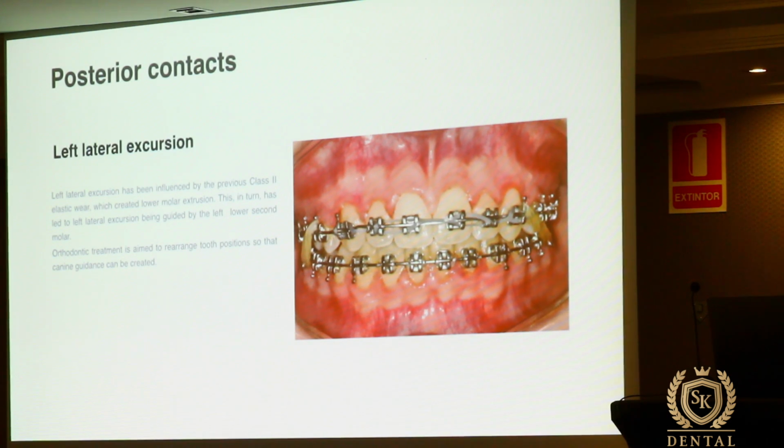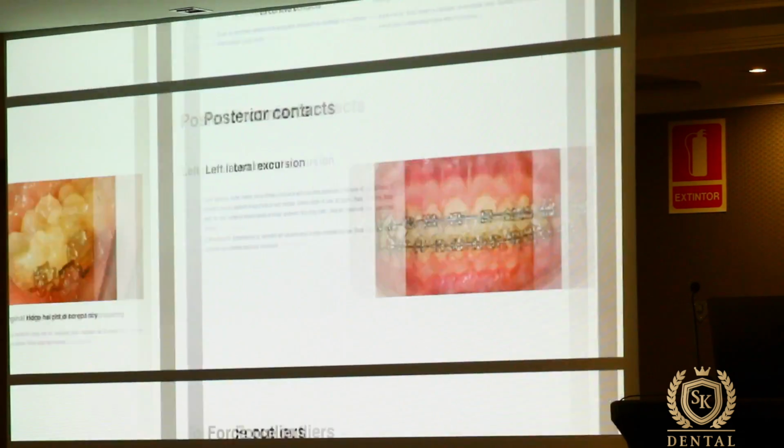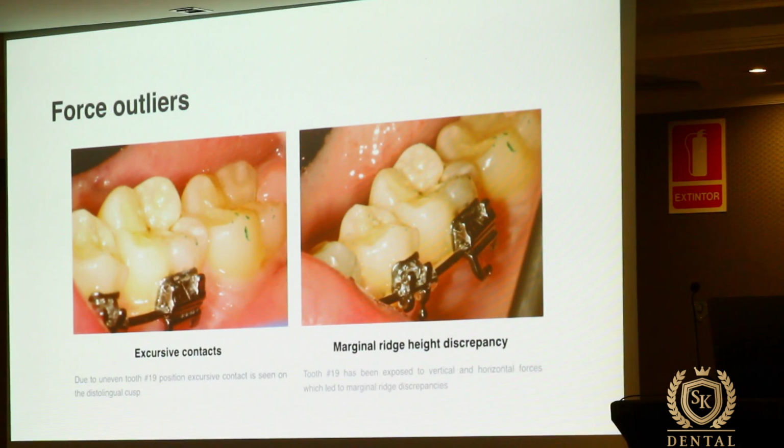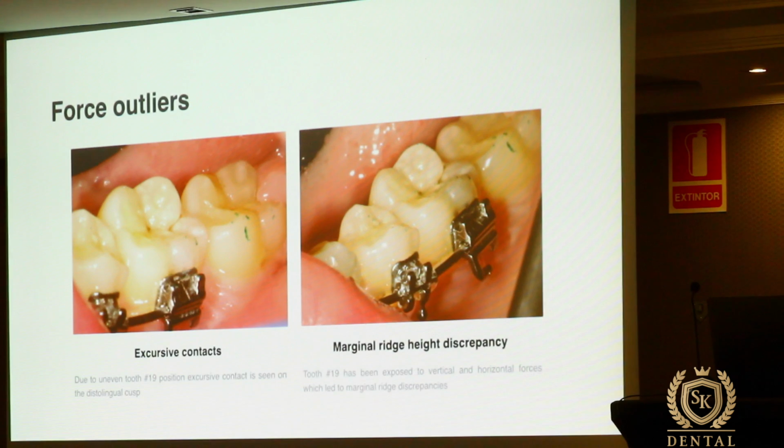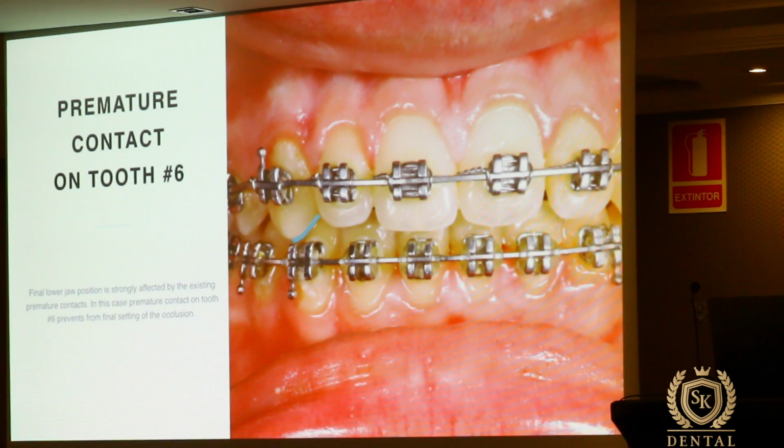The disclusion time in left lateral excursion was increased significantly, and we tried to analyze why it happened. We see that this patient was wearing class 2 elastics attached to the lower molars. The horizontal and vertical forces exhibited by the class 2 elastics tended to extrude the lower molars, and we see that the marginal ridges of tooth number 19 and tooth number 18 have a discrepancy in their vertical position, a marginal ridge height discrepancy, which was caused by vertical forces. So now I'm finishing.